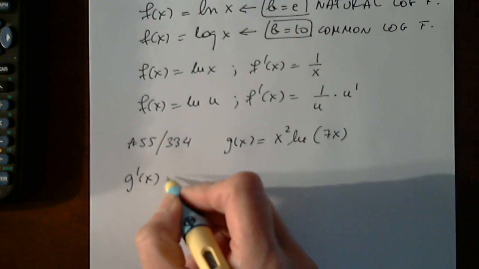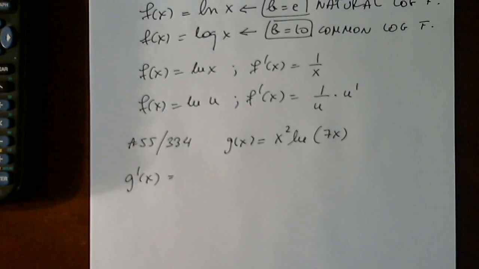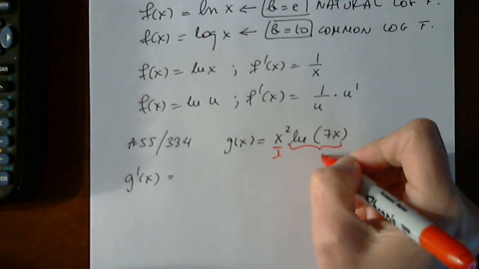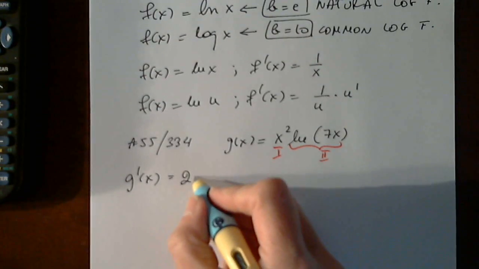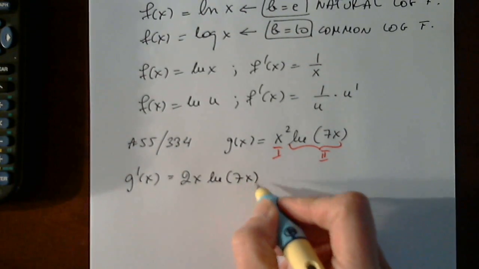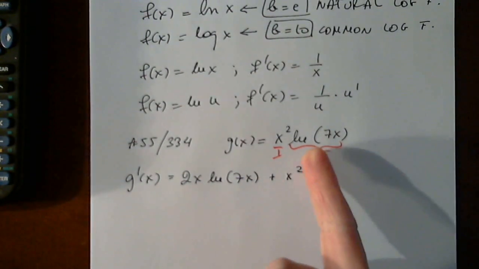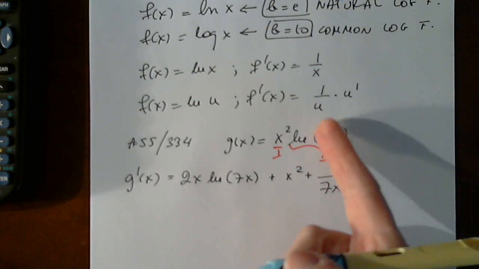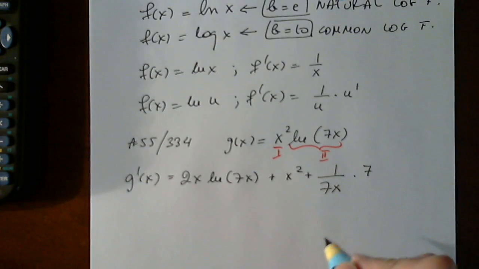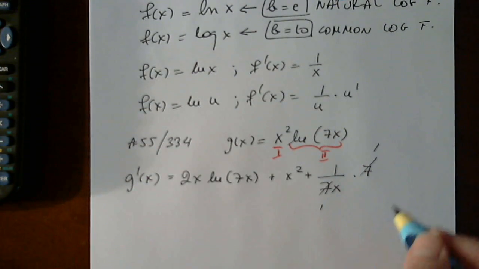So we have g of x, which is x squared times natural log of 7x. G prime of x, as we've noticed already, is a product function, first function, second function. So I have to differentiate the first function. I get 2x natural log of 7x plus x squared, and I differentiate the second function, 1 divided by 7x, multiplied by the derivative of 7x, which is 7. And yes, I will simplify by 7.